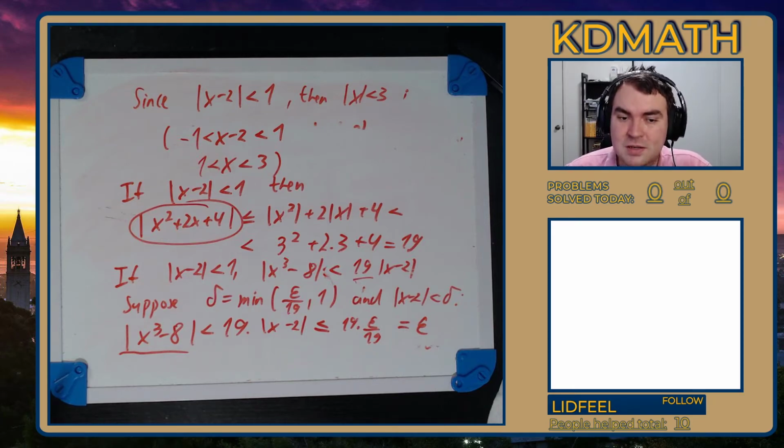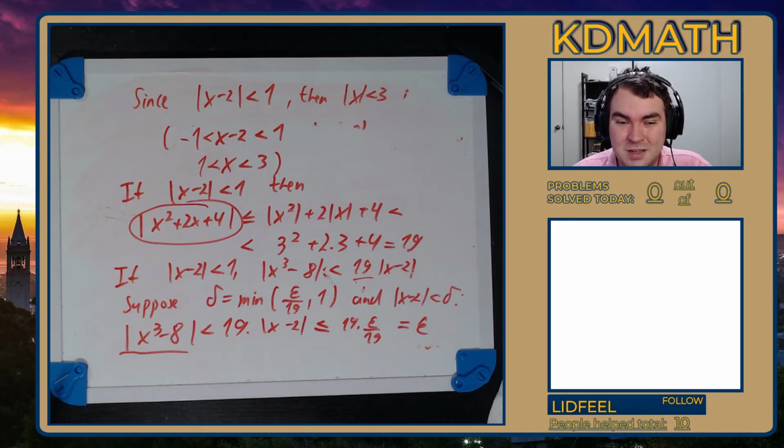Now suppose that delta equals the minimum of epsilon over 19 and 1. Well, then, if the absolute value of x minus 2 was less than delta, from what we just reasoned about, because delta is less than 1, the absolute value of x cubed minus 8 would be less than 19 times the absolute value of x minus 2. This is because delta is less than 1. And now because delta is less than or equal to epsilon over 19, you can just substitute epsilon over 19 for the absolute value of x minus 2. And that's where the epsilon over 19 comes from.